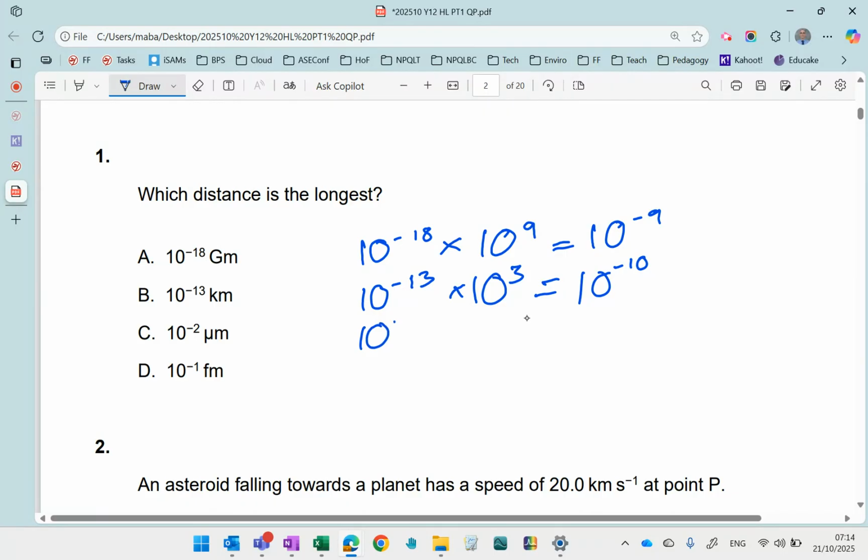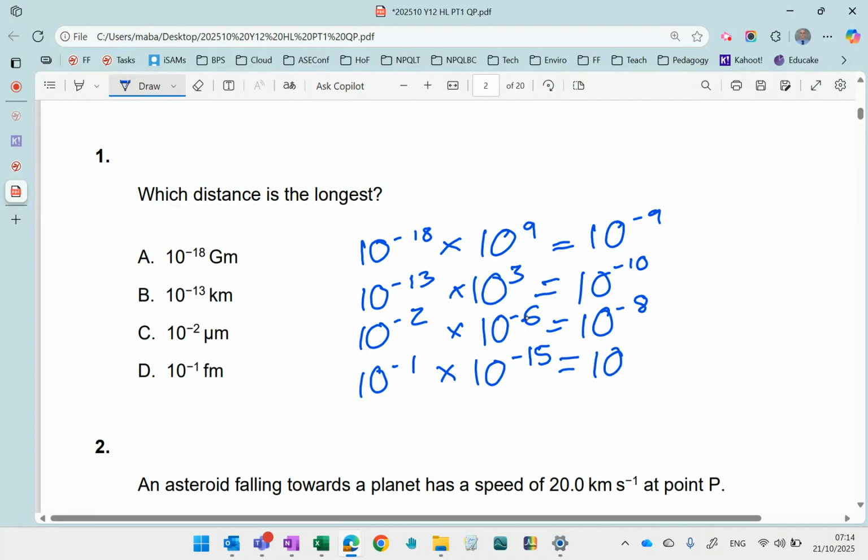And then this is 10 to the minus 2 times by micro. Micro is 10 to the minus 6. So that gets you 10 to the minus 8. And then 10 to the minus 1, and femto is 10 to the minus 15. So that gets you 10 to the minus 16. Okay, it's looking for the longest distance, which is 10 to the minus 8. So the correct answer is C.